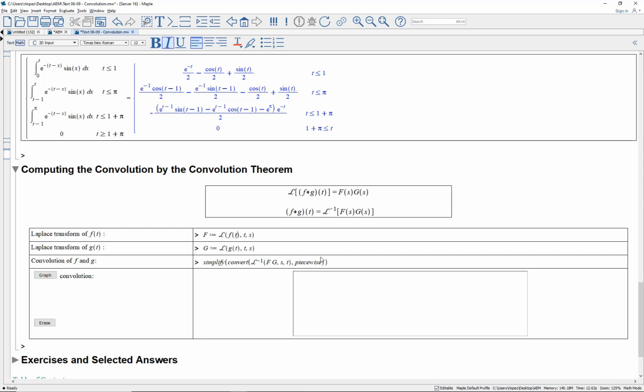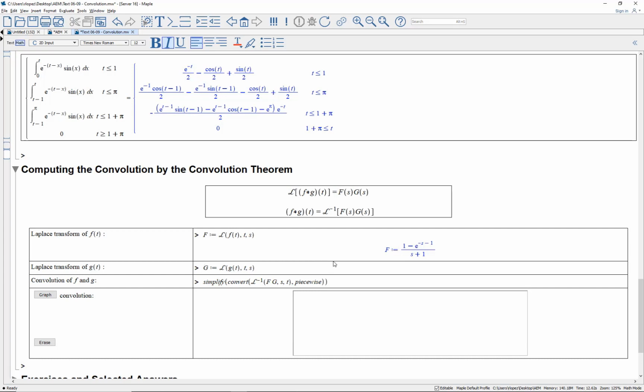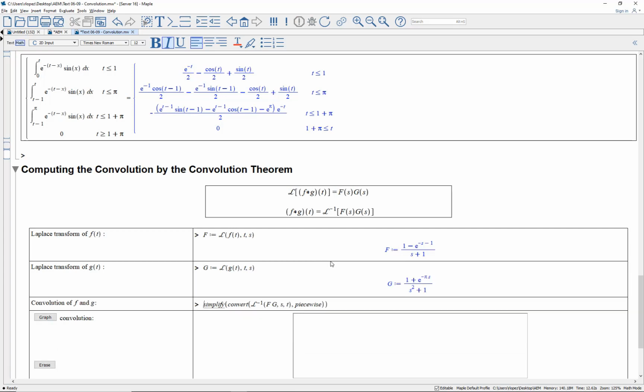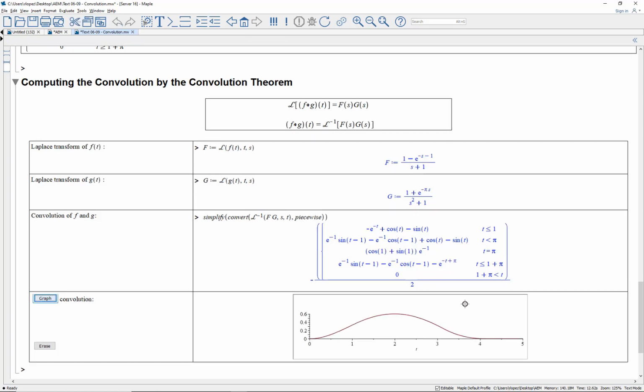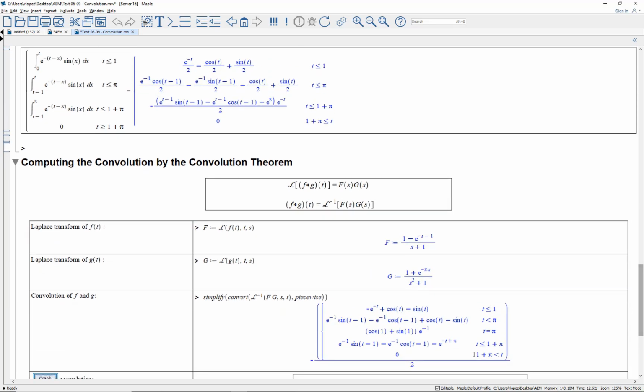Does that work? There's the transform of f, the transform of g. If you invert the product of those two transforms, you get this expression. Here is its graph. It increases, decreases as we suggested. And if you compare these two expressions, you'll discover that they are the same.